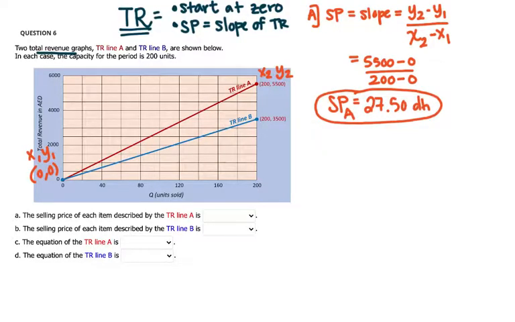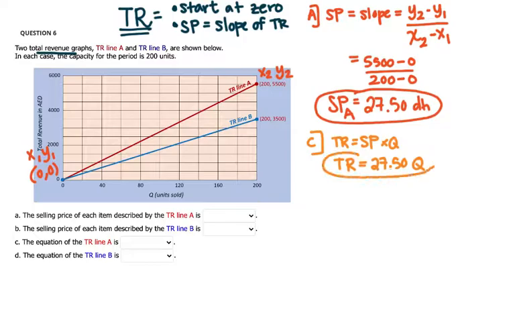I'm going to skip down to part C. Why? Because part C asks for the total revenue equation, and we know total revenue is just selling price times quantity. So for this item, the total revenue equation would be $27.50 times whatever quantity of that item I sell. Okay, let's move to part B.